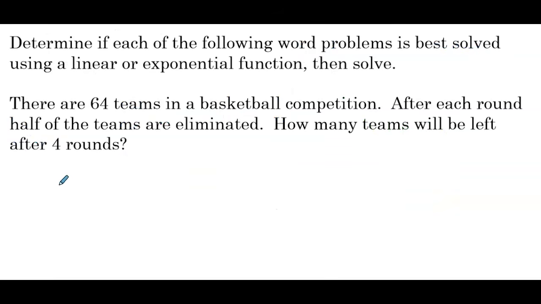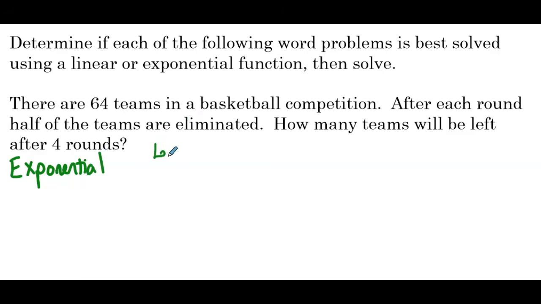Same directions, the next word problem. There are 64 teams in a basketball competition. After each round, half of the teams are eliminated. How many teams will be left after 4 rounds? So we start with 64 teams, and to get to the next round, we multiply by a half. And we multiply by a half, and then we multiply by a half. So we have repeated multiplication. So that means we're going to create an exponential function.